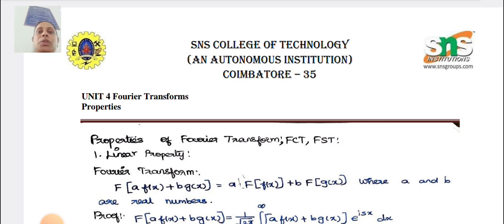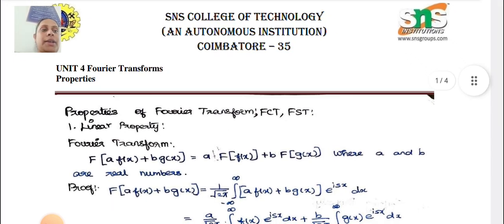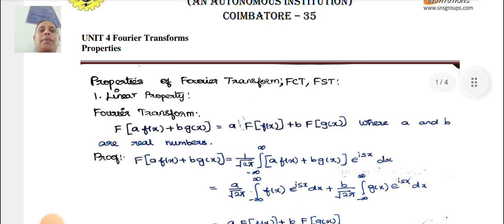F of (a f of x plus b g of x) equals a times capital F of f of x plus b times capital F of g of x, where a and b are real numbers. Here we are going to see the proof of this linear property. We take the left hand side, then we have to prove the right hand side.